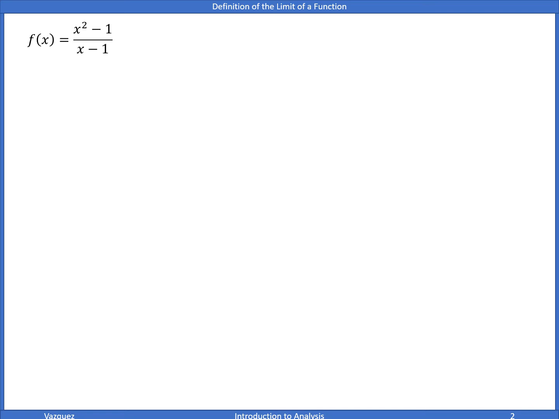To build some intuition first, I'm not going to state the definition of a limit first. Take, for example, this function. This is a difference of squares, right? So it's x plus 1 times x minus 1 at the top, over x minus 1. But it's not defined for what value of x? For x equals 1, right? It's not defined for x equals 1.